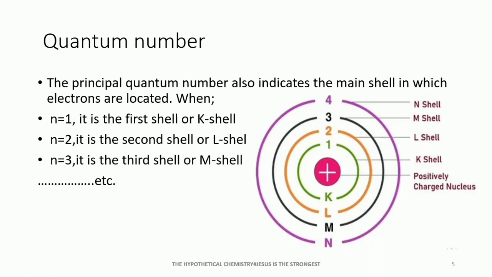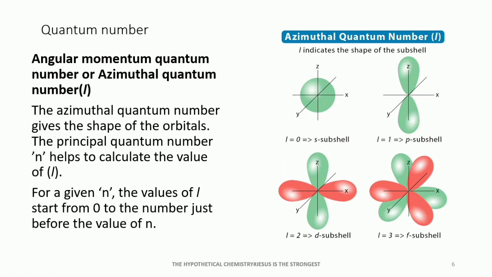Why? Because as the number of shells increases, the distance from an electron within a given shell to the nucleus also increases. All right, let's proceed to the next one, the angular momentum or azimuthal quantum number. The azimuthal quantum number gives the shape of the orbital. In other words, it is with the aid of the angular momentum quantum number that we are able to predict or identify the shape of a particular orbital.